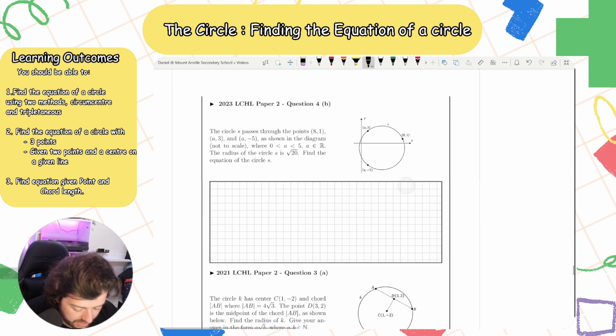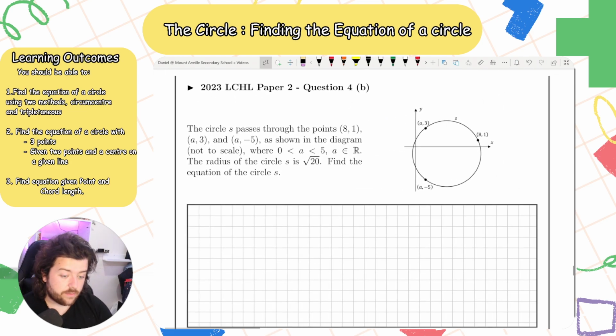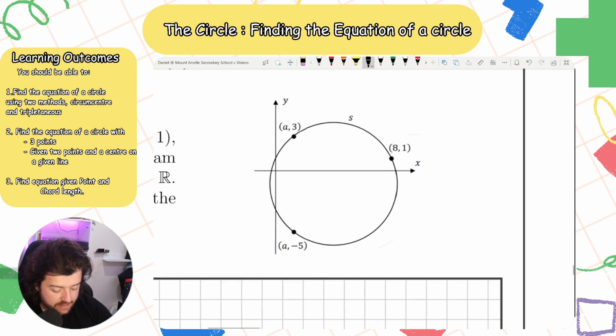Right, I think I have two more quick examples here. This is from 2023, so from last year's paper. The circle S passes through the points (8, 1), (a, 3), and (a, -5), as shown in the diagram, not to scale, where a is between 0 and 5. The radius of the circle S is root 20. Find the equation of the circle S.